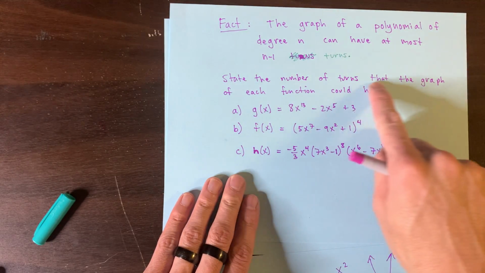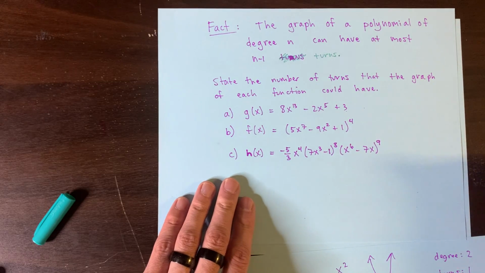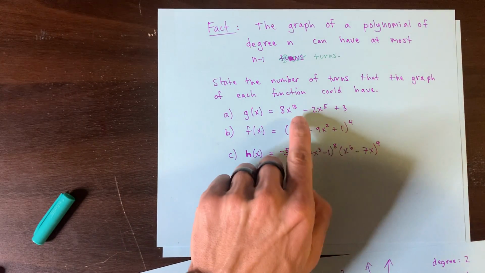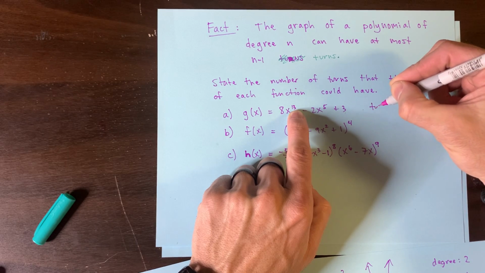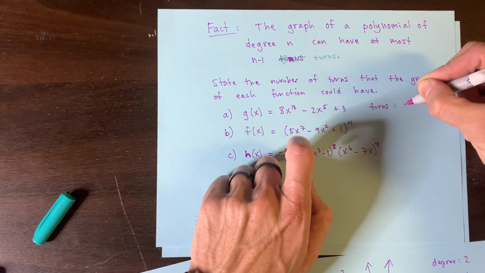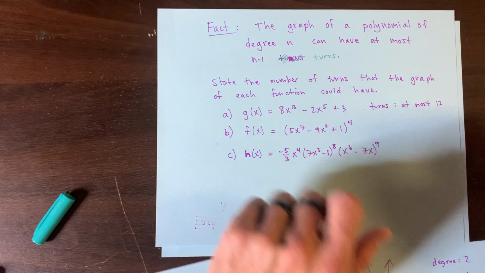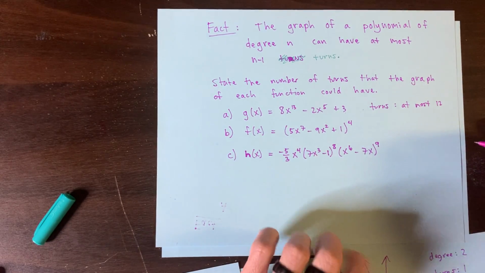So, state the number of turns that each of these functions could have. Okay, for example, A. Here is a polynomial of degree 13. So, how many turns could we have? At most, 12 turns.